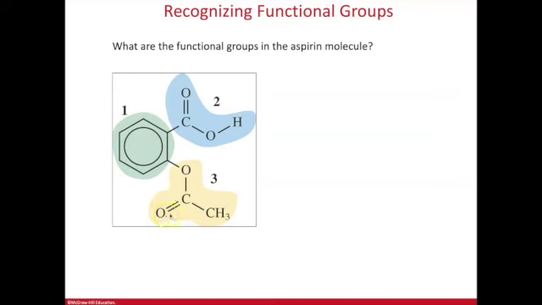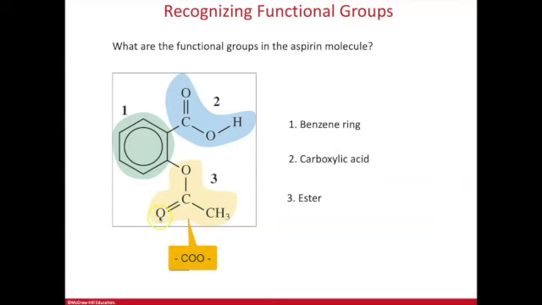So the aspirin molecule as a drug is fairly simple, and recognizing the parts includes looking at functional groups. So number one is a benzene ring. That's the scaffold that is the normal starting point for many drugs and medicines. Number two is the carboxylic acid functional group. That's COOH. And then number three is an ester group.